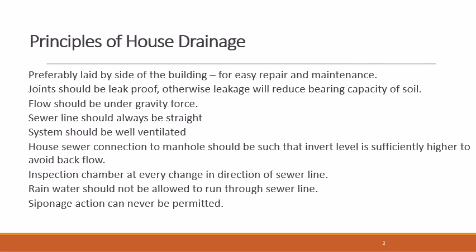The house sewer connection to the manhole should be such that the invert level is sufficiently higher to avoid backflow. An inspection chamber should be provided at every change in direction of the sewer lines, and rainwater should not be allowed to run through the sewer lines. Siphonage action can never be permitted to occur. These are the main principles of providing house drainage systems.